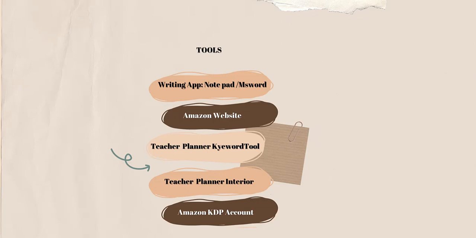Then you're also going to need the teacher planner keyword tool. If you follow my videos, you will have seen that teacher planner keyword tool. I'm going to show you in this video how to use it. You're also going to need the interior for the teacher planner. You'll be creating your book cover yourself, and I'm showing how to do it. If you don't know how to do it, I have a video on my channel, in my Amazon KDP series, that shows you how to make a book cover in Canva in very little time. Then you also need the Amazon KDP account. If you've not gotten one, ensure you do.